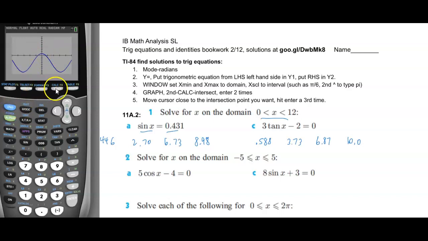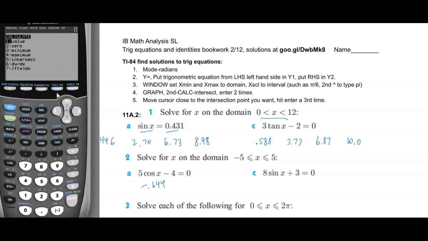Same thing as before, second calc 0 because we're looking for x-intercepts. Move the cursor slightly to the left of the first x-intercept. It draws a little boundary for you, slightly to the right. Enter hits the boundary, and then we just hit enter after guess, and it gives us an answer of negative 0.644. And then we're just going to go find this one, and then we'll be done.